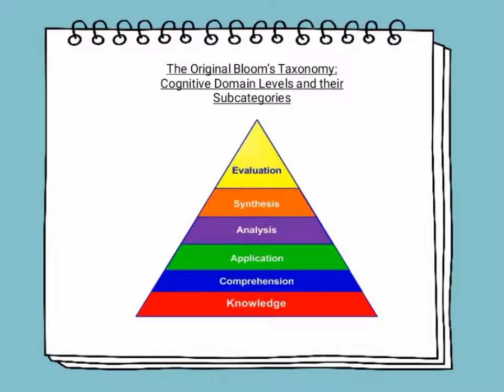Here is the original Bloom's taxonomy, cognitive domain levels and their subcategories. First, we have knowledge, second, comprehension, third, application, analysis, synthesis, and evaluation. So, yan po yung pyramid na kung saan nagpapakita po ng domain levels at ng mga categories. So, magsisimula tayo sa knowledge hanggang evaluation na kung saan yung knowledge yun po yung pinaka-simple at yung evaluation naman po yung pinaka-complex.